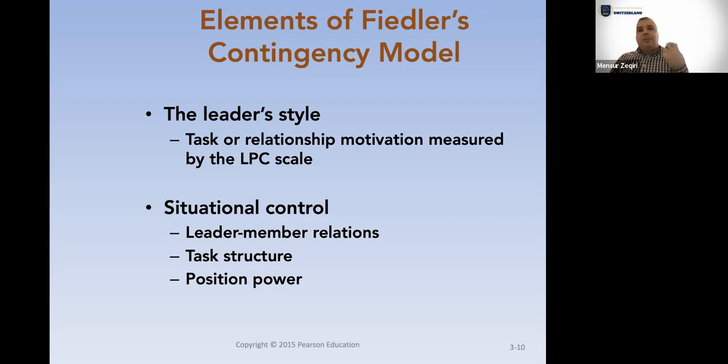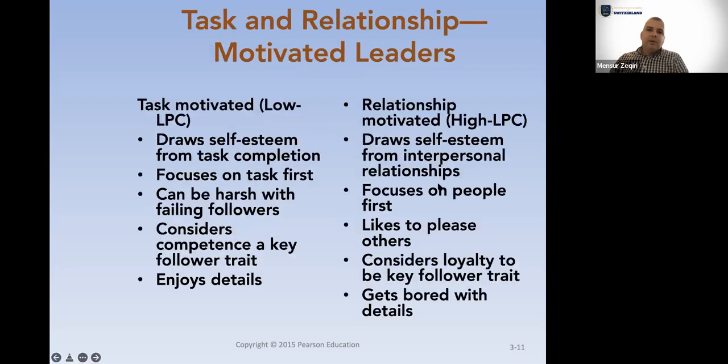Position power mainly refers to the leader's formal power and influence over the subordinates: the power to hire, to fire, to reward, or to punish. And usually those leaders that have a high amount of formal power feel that they are more in control than the ones that do not have this particular power.